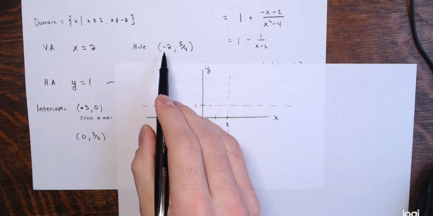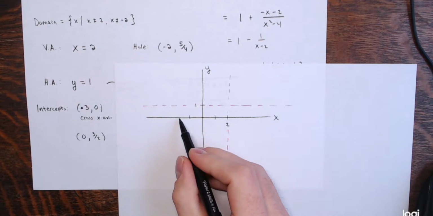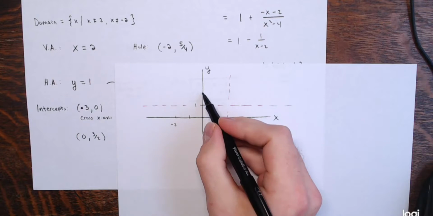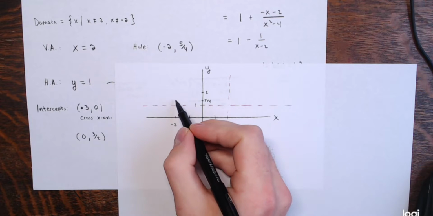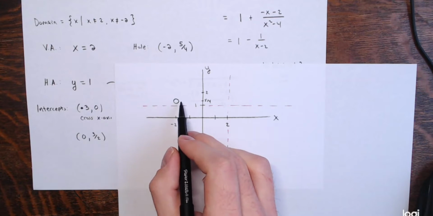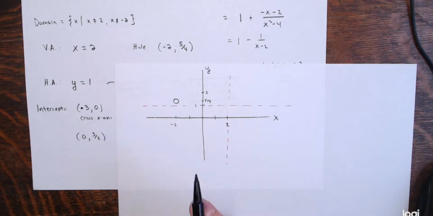And it's going to have a hole at negative 2 and then 5/4. Now 5/4 is 1 1/4. So there's going to be an open point right here. The graph is going to approach that point on both sides, but then have that one missing point. So I got a hole there.